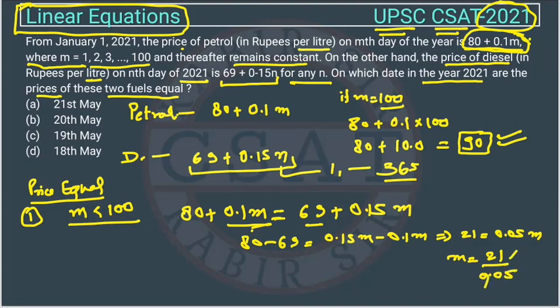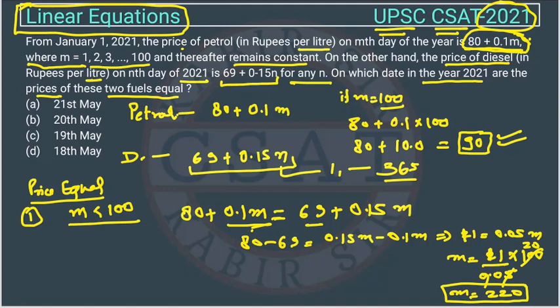We will remove the decimal and the 100 will come here. From 5 we can cancel this, 20 times. This is not 21, this is 11, because 80 minus 69 is 11. So m is equal to 220. But we already assumed that m is less than 100, so m can't be 220. So this case is wrong.